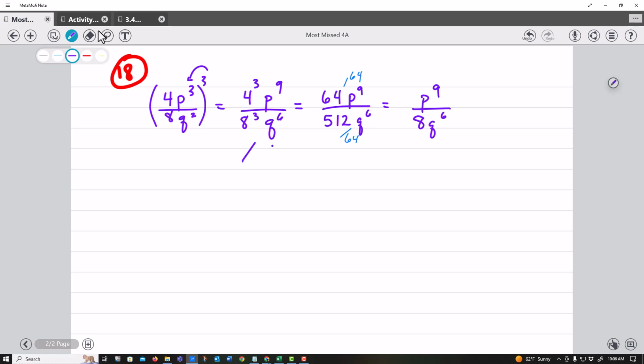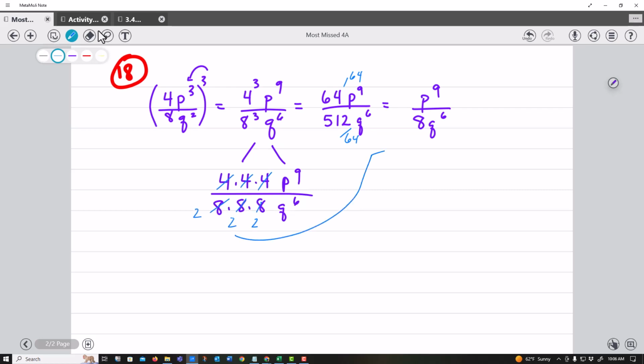Another way you could have done this is this step, 4 times 4 times 4. That's my 4 cubed. 8 times 8 times 8. Notice here I could have said, oh, well, that reduces, that reduces, that reduces, and you see I get my 8. But then there's even another way you could do this.